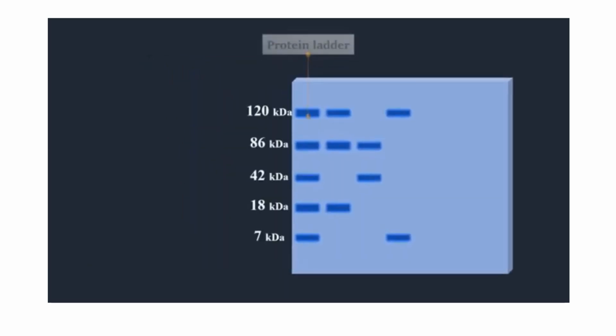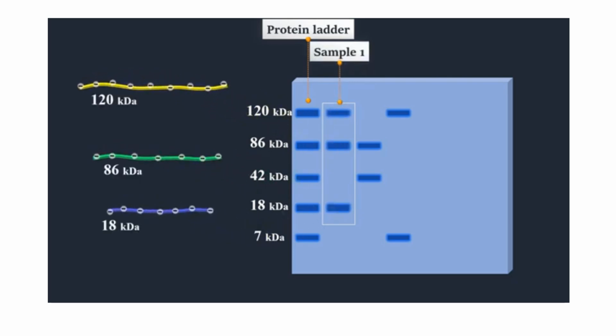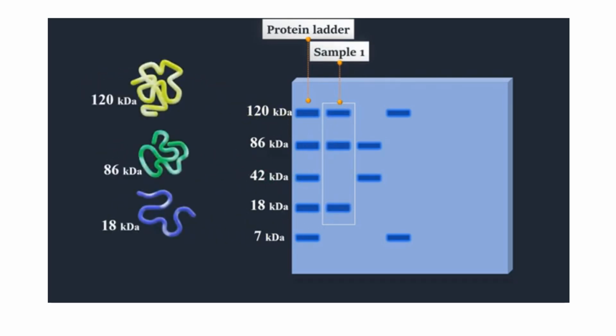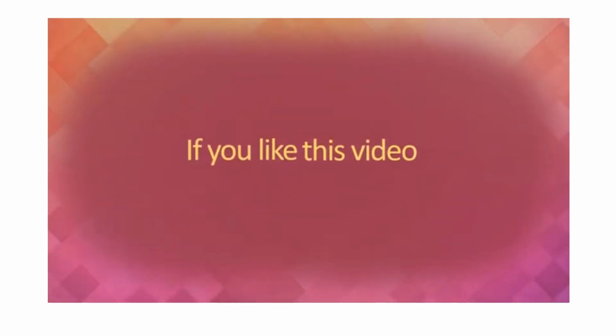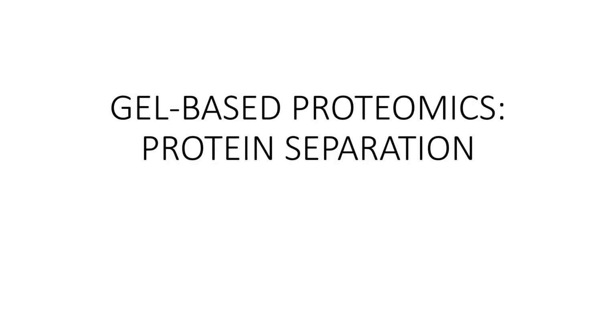The molecular weight size markers in a separate lane in the gel can be used to determine the approximate molecular mass of unknown biomolecules by comparing the distance traveled relative to the marker. So that's the protein gel electrophoresis. In the previous section, we discussed the gel electrophoresis to separate the protein. And now we will discuss the gel-based proteomics, how to separate the protein.